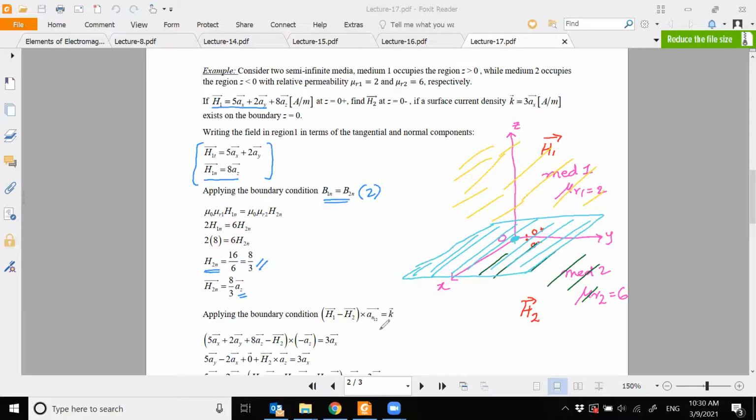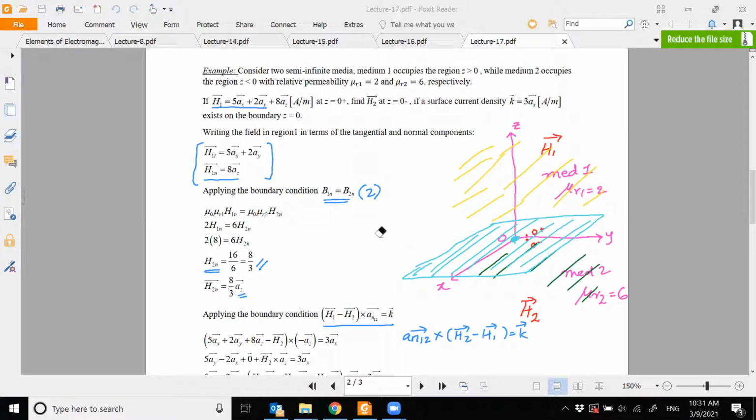Now we want to find the tangential component. For the tangential component, we can use this expression. And please, guys, don't confuse. This is the same as the previous expression. In the previous expression, it was AN12 cross H2 bar minus H1 bar is equal to K bar. So this and this are the same. If I move the cross product to this side, then I am swapping: here it is H1 minus H2, here it is H2 minus H1. And if I move AN12 to this side, then this should be H2 minus H1. They are the same. Don't worry.